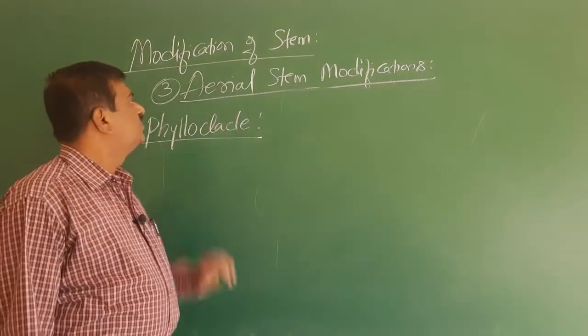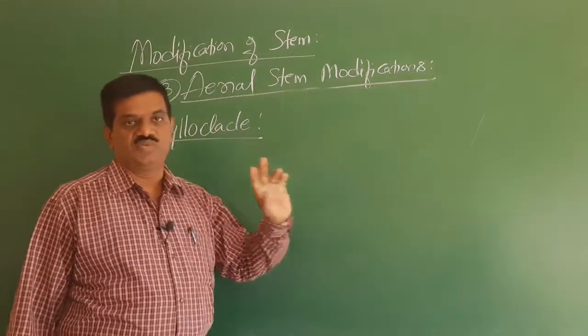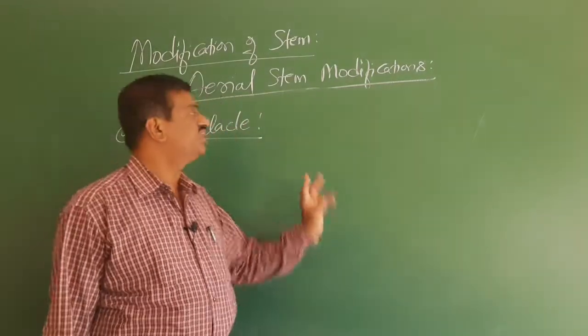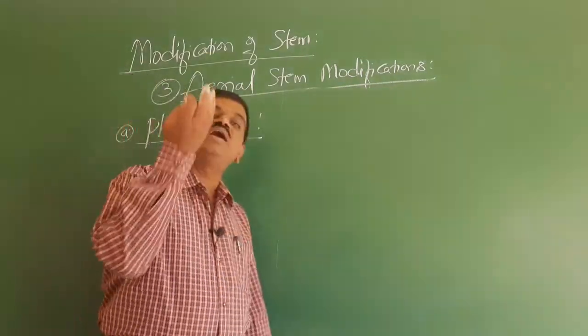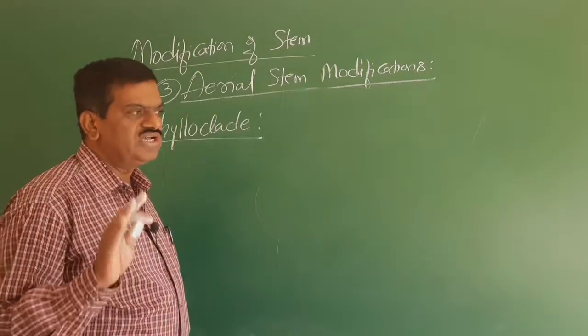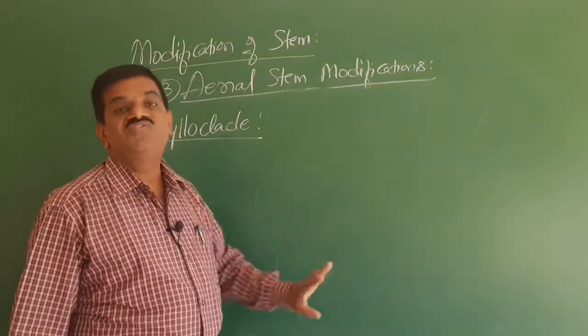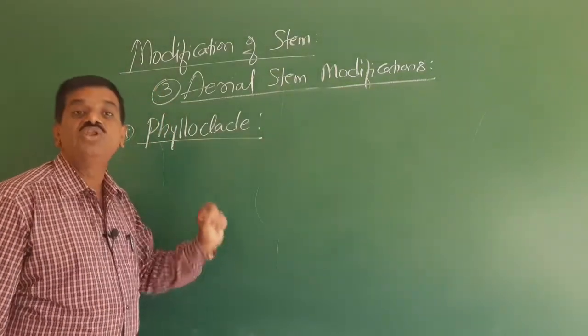So we go for the third one, called aerial stem modification. We have completed underground stem modification and subaerial stem modification, now aerial stem. The meaning of aerial stem is that the stem is above the ground. It is known to us that the stem is always above the ground, but still only some modifications of the stem are explained here. One is called phylloclade.